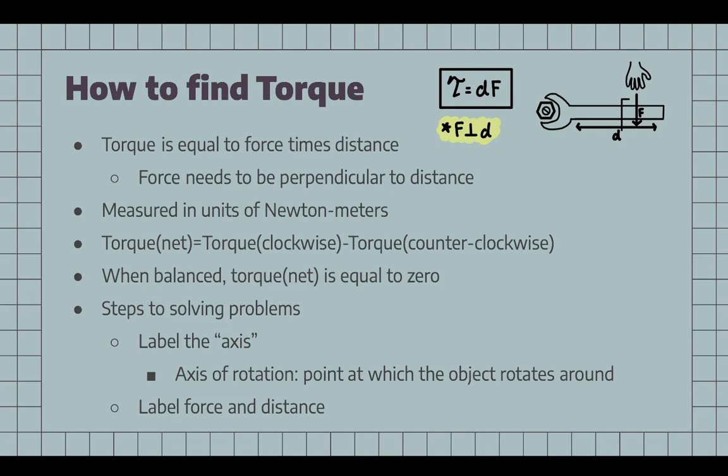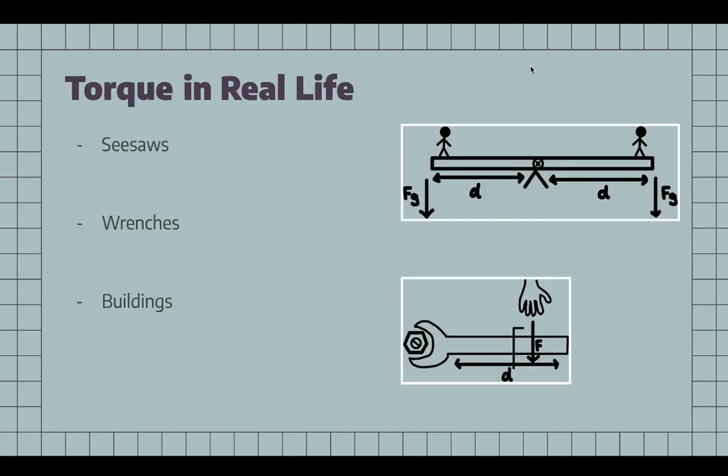Steps to solving torque problems are, first, labeling the quote-unquote axis. Axis is the point at which the object rotates around. On the image on the top, the axis will be located on the bolt, as the wrench will rotate around the bolt. Then you label the force and the distance and attempt to solve the problem using the given equation of torque net equals torque clockwise minus torque counterclockwise.